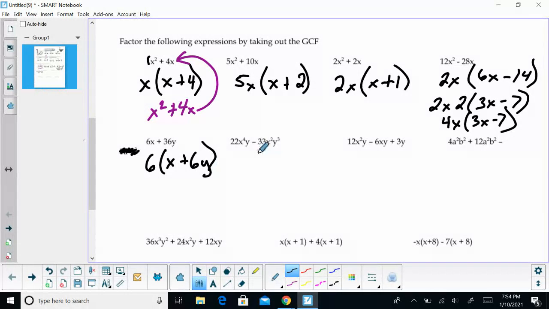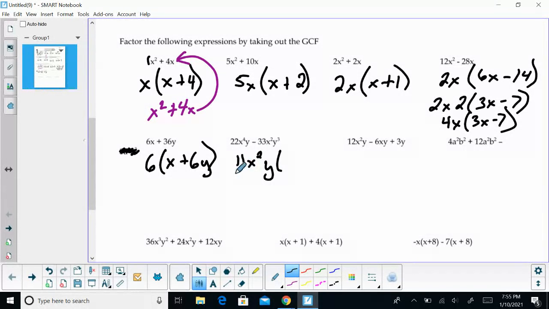All right, this one's a little bit more complicated, so we're going to take it one step at a time. Let's look at the numbers. What's my greatest common factor? 11. My greatest common factor for the variables? X squared. This is the largest number of variables that they share. And the y would just be a y.